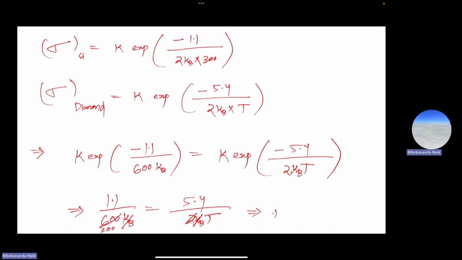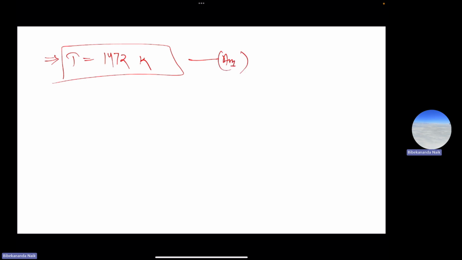So T will be 5.4 into 300 divided by 1.1. So T will be 1472 Kelvin. So at 1472 Kelvin, the conductivity of diamond will be equal to the conductivity of silicon at room temperature.